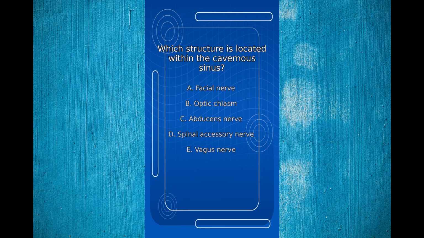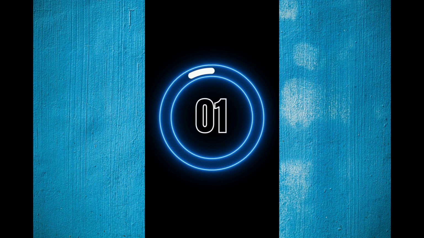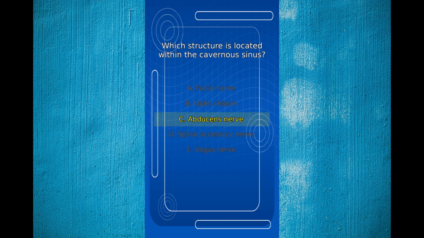Which structure is located within the cavernous sinus? The correct answer is C. Abducens nerve. The abducens nerve, CN VI, runs through the cavernous sinus.